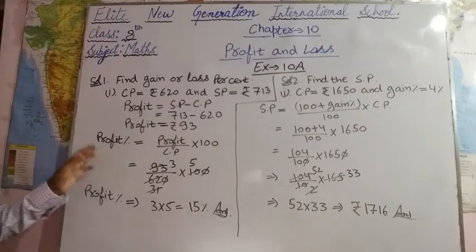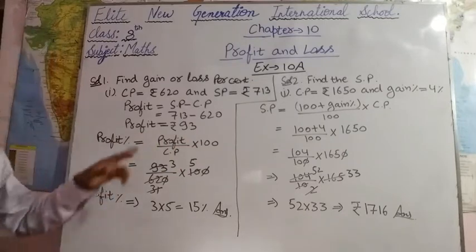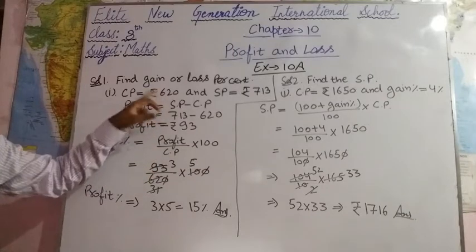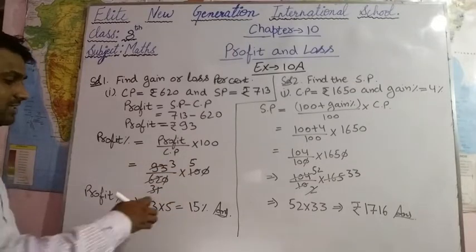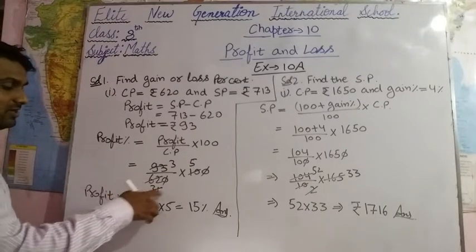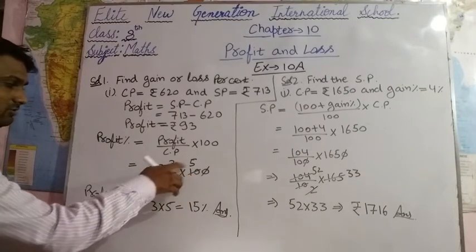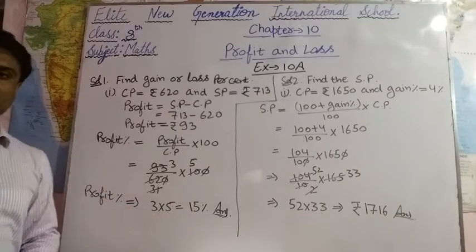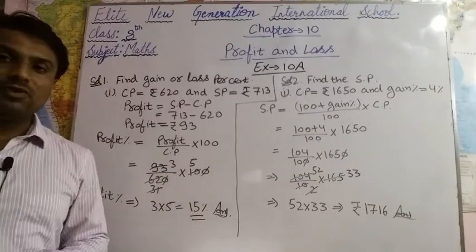Now finding profit percent. The profit percent formula equals profit upon CP into 100. In place of profit we put 93, upon CP, which is 620, into 100. When we solve it, first we can cancel this 0 by this 0. Now cancelling by the table of 2, 31 times and 5 times. Now 93 will cancel by 31 3 times. So 3 into 5, profit percent equals 15%. So 15% profit is the answer. The remaining part of question number 1 you can try yourself.